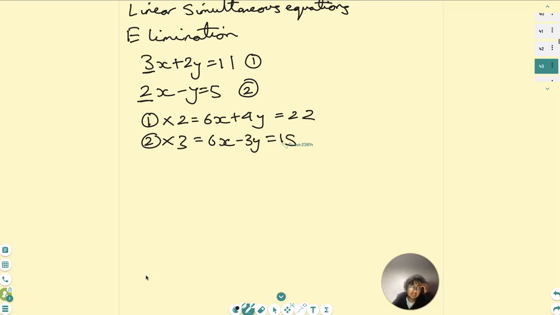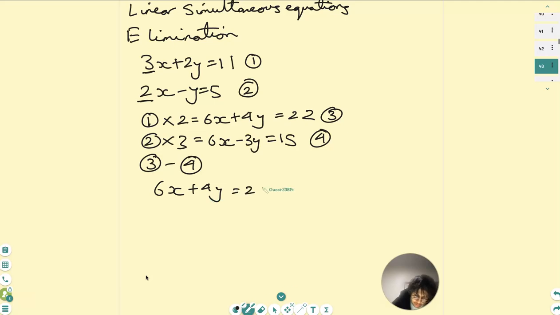Now what we want to do in elimination is simply get rid of the x's, and we can do this by subtracting one equation from the other. Labeling these equations 3 and 4 just to neaten things up, we say equation 3 minus equation 4. So we get 6x plus 4y is equal to 22 minus 6x minus 3y equals 15.